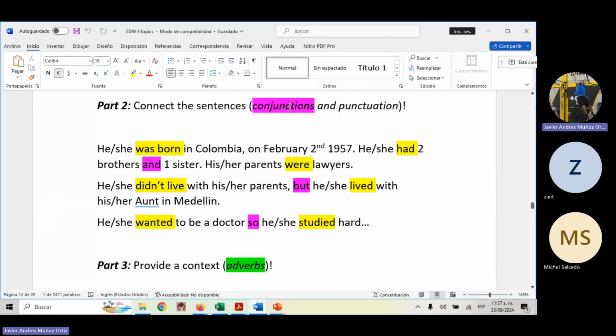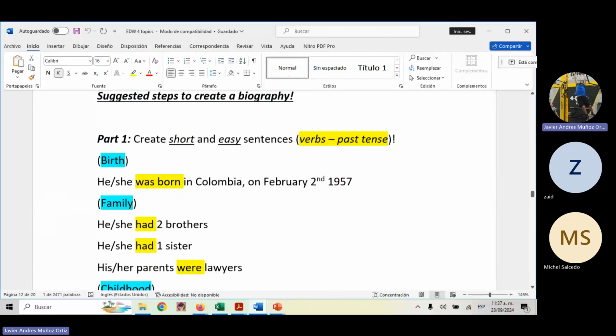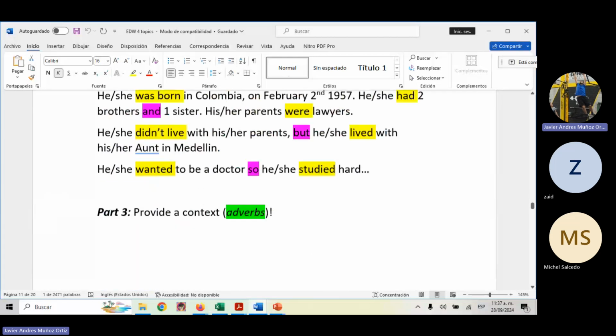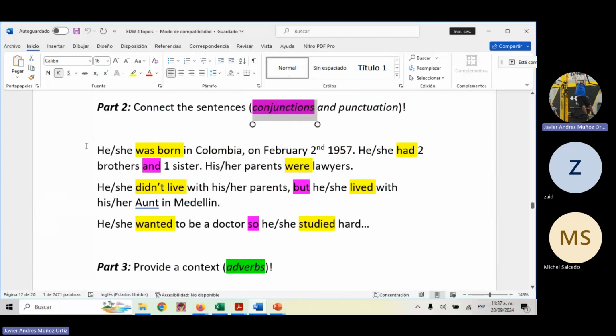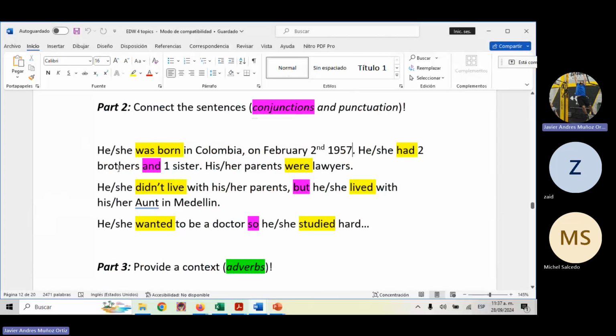And conjunctions, what are conjunctions? Words that connect a sentence with another sentence, right? Like and, but, not only, but also, however, and so on. For example, everything we have mentioned here in terms of chronology, birth, family, childhood, education, and so on, can be related in one paragraph like this. Cristina was born in Colombia on February 2nd, 1957. Period. She had two brothers and one sister. Period. Her parents were lawyers. Everything's connected because of the punctuation and the conjunctions, right?